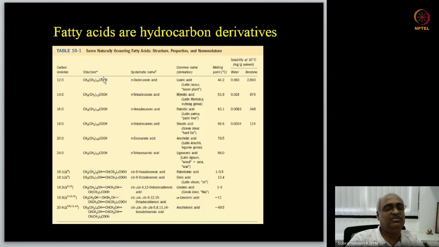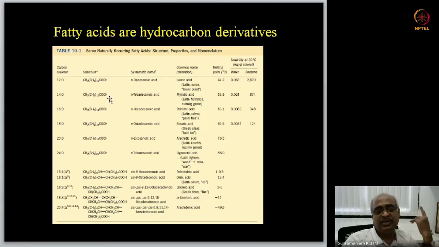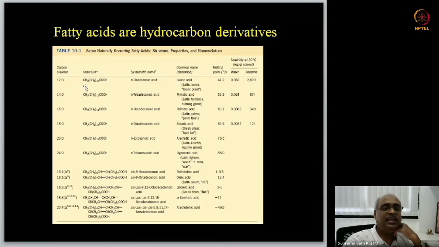So you have a carboxyl group, and then you have a long chain of carbon where the carbon valency is satisfied with the hydrogen. So you have CH2, N number, and then finally a methyl group. So that is what fatty acids are. These are hydrocarbon chains with a carboxyl group at one end. And here, for example, I'll get into nomenclature right here because it's already there.